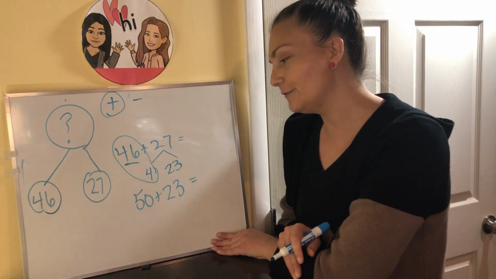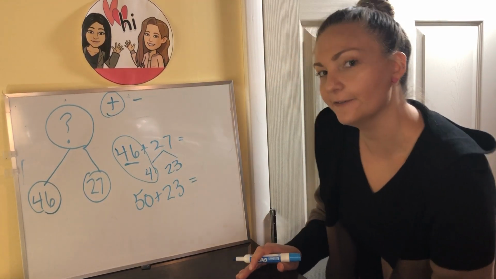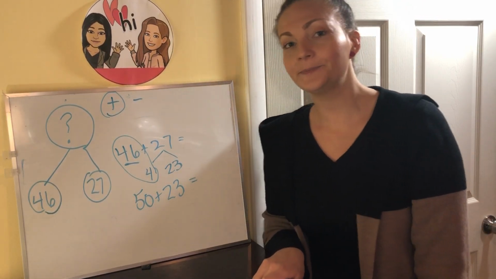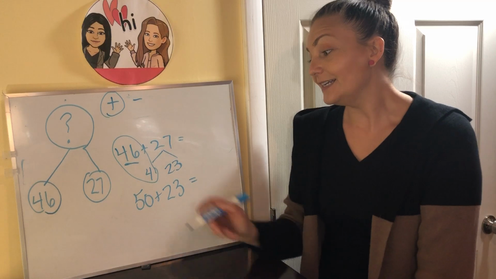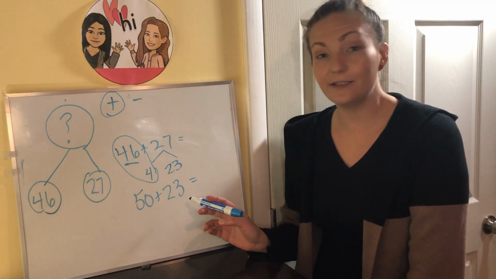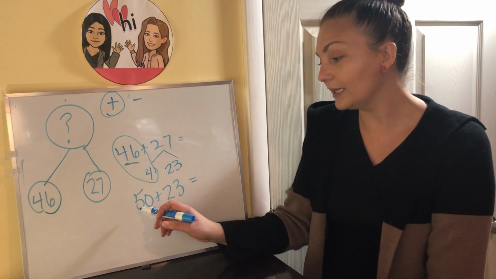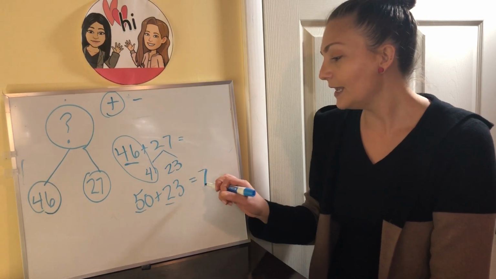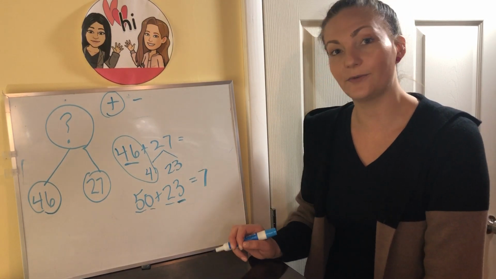Can you see why I might have chosen to do that and make a 50? Why would I have chosen to make 50 instead of just using the vertical method? Now that I have 50, it'll be really easy to do this problem using mental math. Now all I have to do is add my 10s, 5 plus 2, and add my 1s, 0 plus 3.